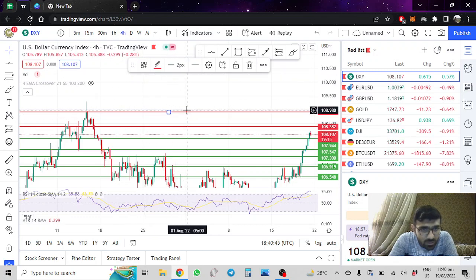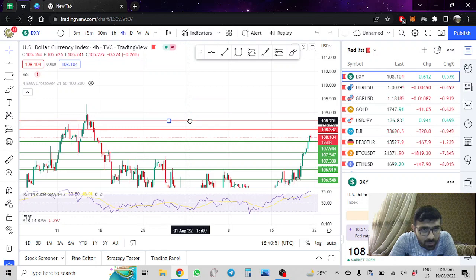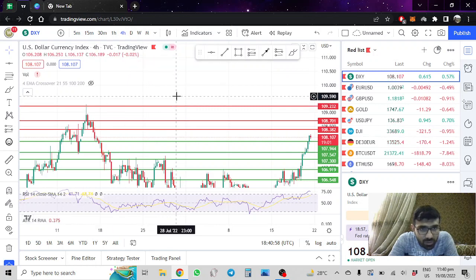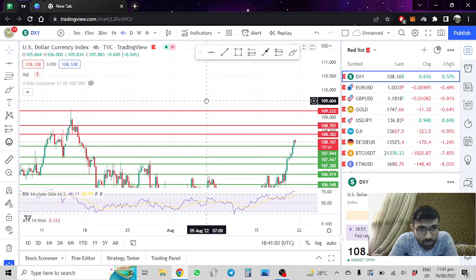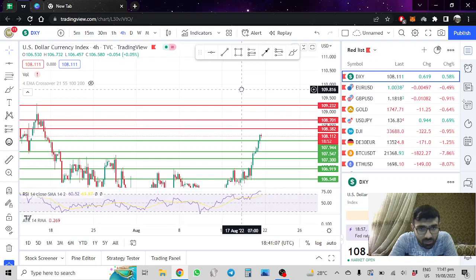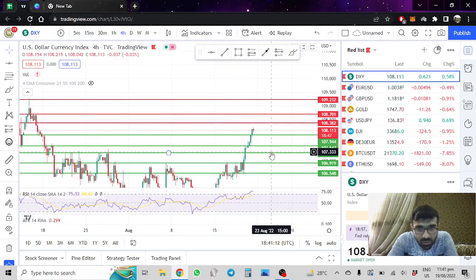exactly over here, or this would be our area of interest. And last but not the least, this would be our final area in the recent range, which I am also expecting to be broken by next week, or in the coming weeks. So what I am going to do is give you a few areas.